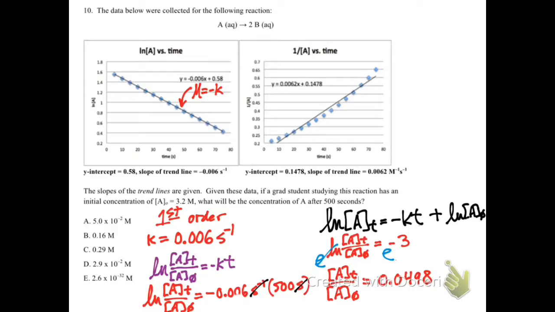So what this tells us is that there is 4.98% of the initial reactants remaining. But we want to solve for the actual amount, so that's easy enough. All we have to do is plug in our a sub 0 now. Oh, there it is, 3.2 molar. We'll multiply that through and solve for a sub t. So a sub t equals 0.160 molar.